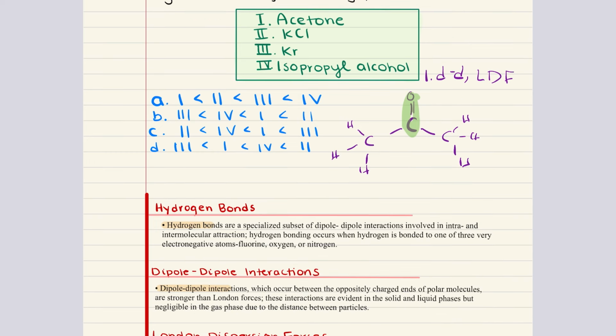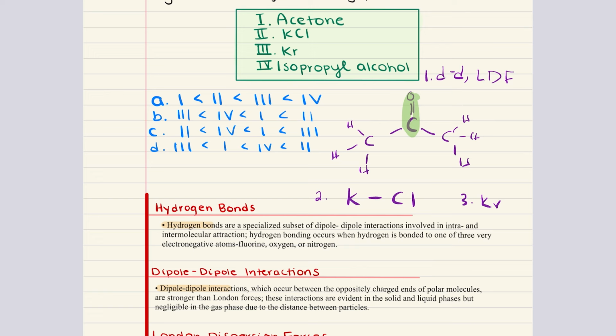Okay, what about potassium chloride? Potassium chloride, this is an ionic compound that's composed of potassium and chloride ions. And remember that ionic bonds are much stronger than covalent bonds and significantly stronger than any type of intermolecular force that's present in molecular compounds like we saw in acetone. And so consequently, potassium chloride is going to have a very high boiling point due to the strong electrostatic forces between the ions. Then we have krypton. Krypton is a noble gas.